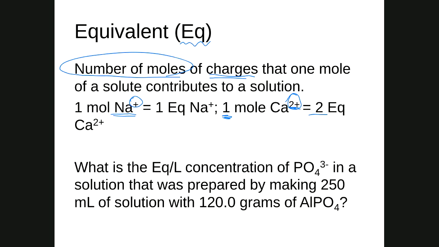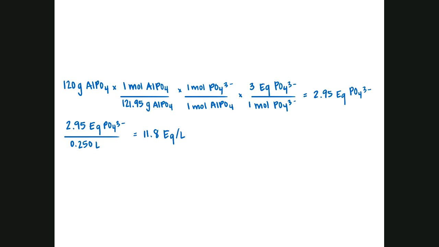So let's take a look at this problem where we want to know what is the equivalence per liter. Most of the time you'll see an equivalence associated with a volume. What is the equivalence per liter concentration of phosphate in a solution that was prepared by making 250 milliliters of a solution with 120 grams of aluminum phosphate? Now, I didn't have enough room on this particular slide, so I moved over to a blank one. As always, you can see this is a rather lengthy question, but we always start with what is given to us. And we're given the grams of aluminum phosphate.